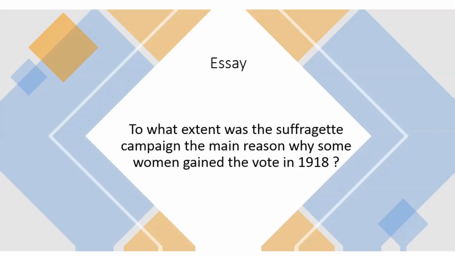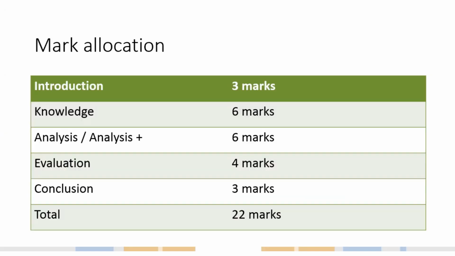So this is your essay question that we're going to be doing, and this is what we're working on over the next couple of weeks. To what extent was the suffragettes campaign the main reason why some women gained the vote in 1918? Now already Mrs. Steele has shown you about the mark allocation. We've talked about introductions, knowledge, analysis and analysis plus. Today we're going to be looking at evaluation, how you can gain those 4 evaluation marks in your essay. Another lesson later on, we're going to be looking at conclusions, and this together will give you the 22 marks.